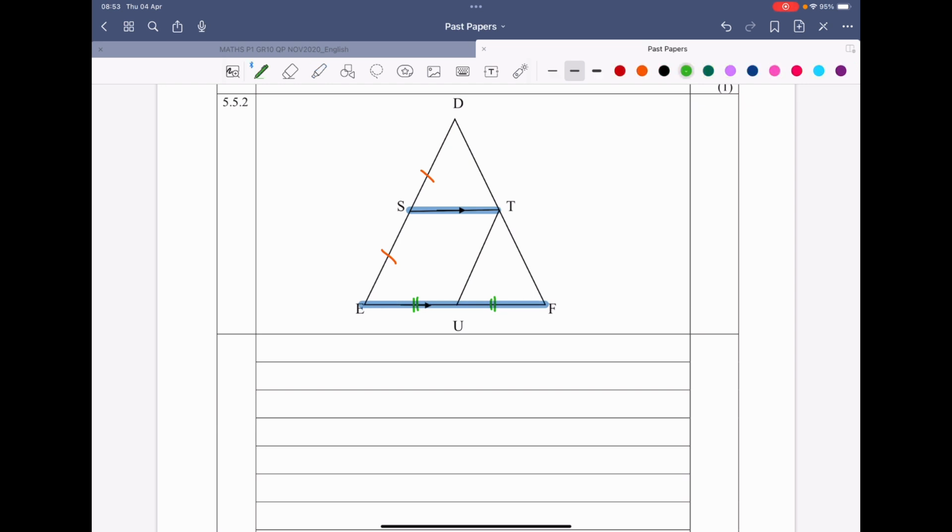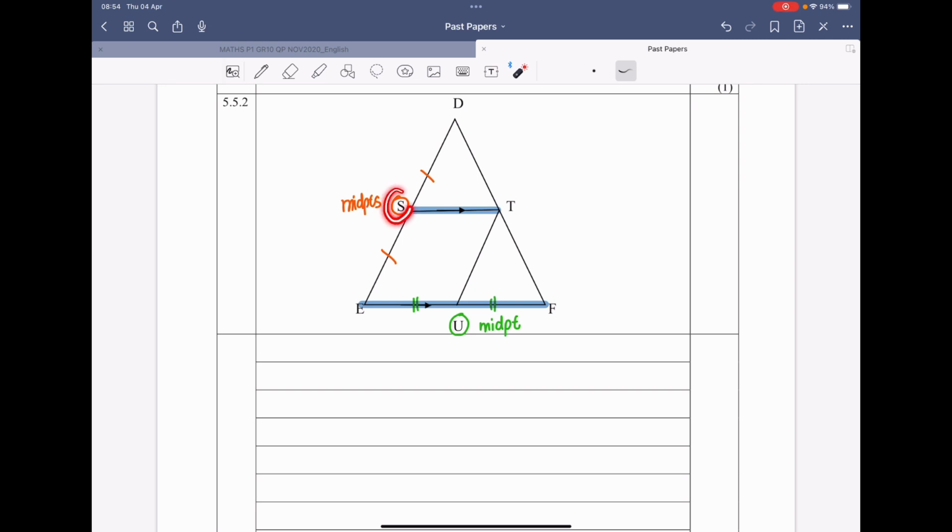Okay, so the first thing to notice is that the point U and the point S are midpoints. And if we have midpoints and we have a triangle, then we can use the midpoint theorem. The midpoint theorem says that if you draw a line in between any two midpoints on a triangle, then that line is going to be parallel to the third side of the triangle.